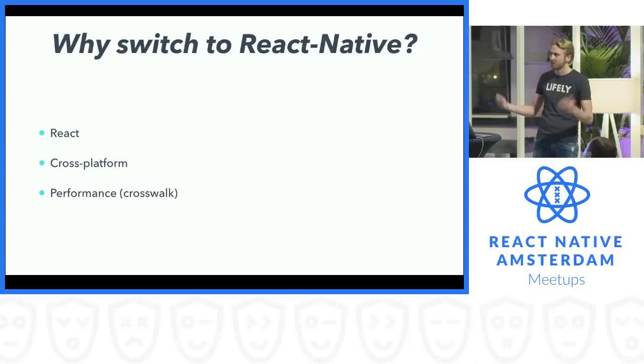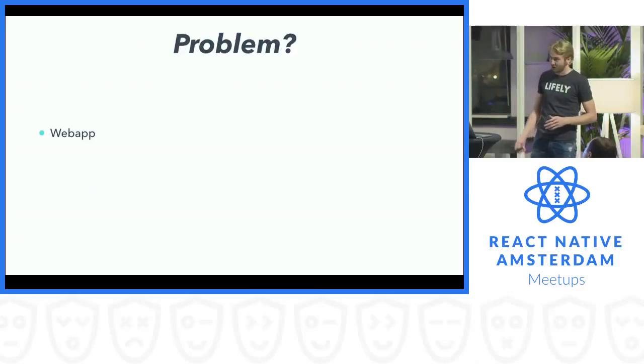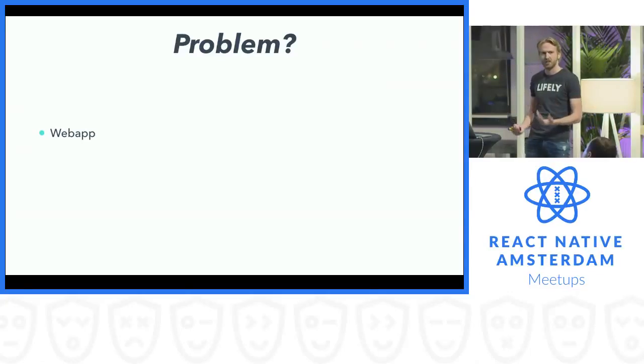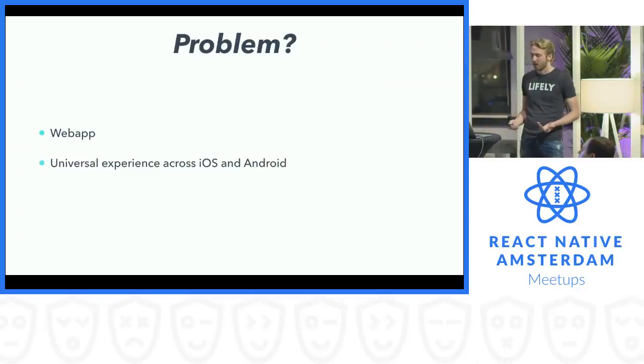So why did we switch? Well, what was the problem? Well, no matter how many plugins you install in Cordova, you're still basically creating a web app. And this was noticeable. This was noticeable in a way that you had to do a lot of hacks to simulate the native experience.